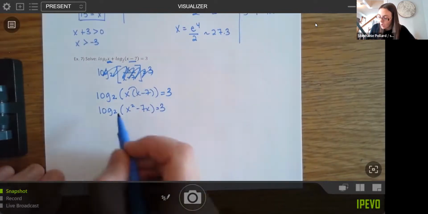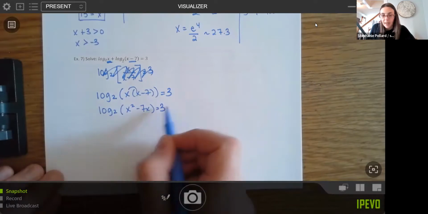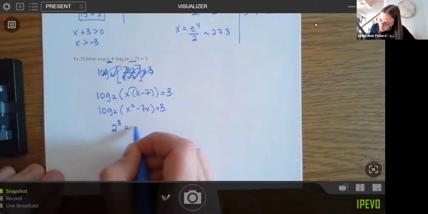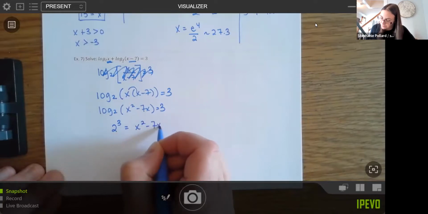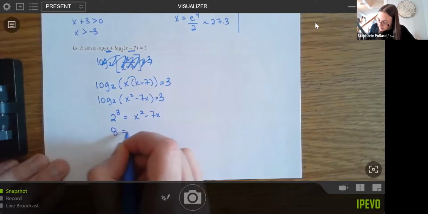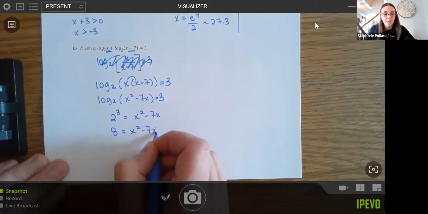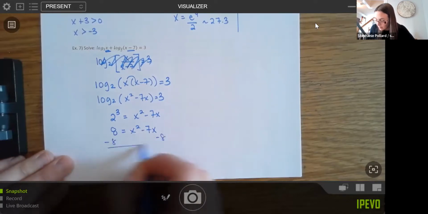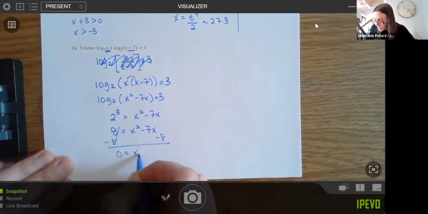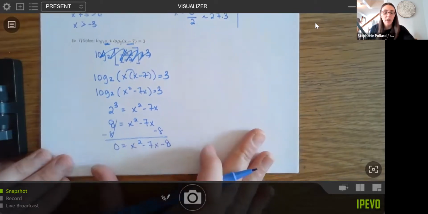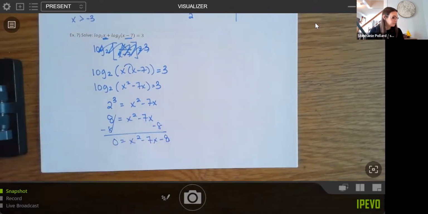So now I have one log. Here's my base. Here's my exponent. So I can rewrite it now as 2 to the third power is equal to x squared minus 7x. 2 to the third is 8. I'm going to keep solving. I'm going to bring everything to one side. And I'm going to notice now that I have a quadratic that I can solve. So x squared minus 7x minus 8.